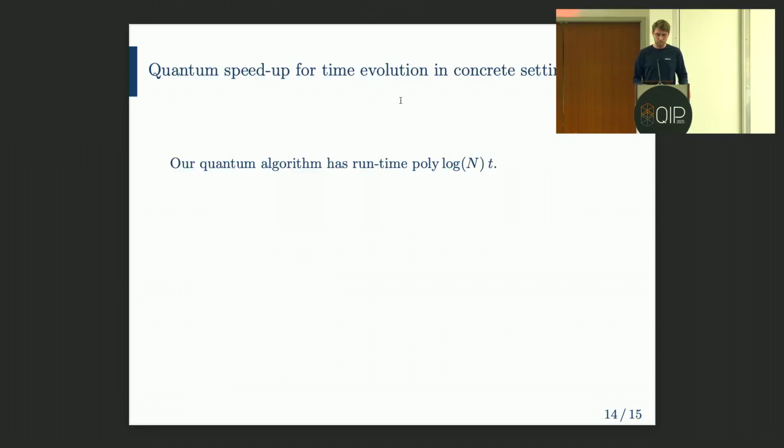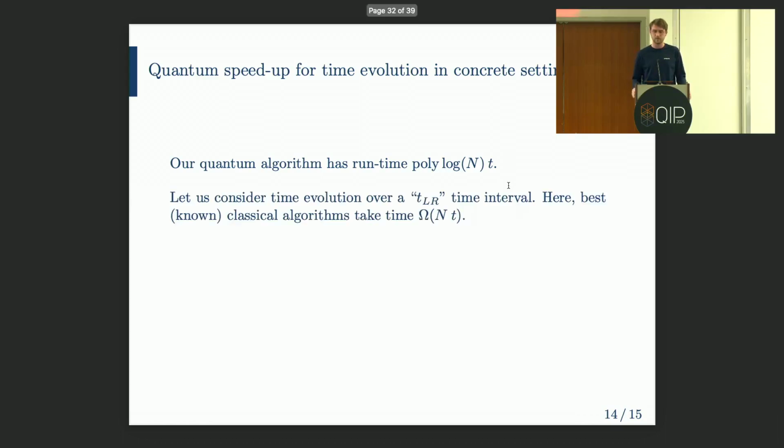So let's focus on the problem of time evolution in concrete settings. Our quantum algorithm has a runtime that scales like polylog n times t. And let's go to the time regime which we call the Lieb-Robinson time, which is the time it takes for the Lieb-Robinson cone to extend across the entire system. This might be an interesting parameter regime. This is not the regime of the previous slide. And here we know that the best known classical algorithm takes time that scales like n times t.